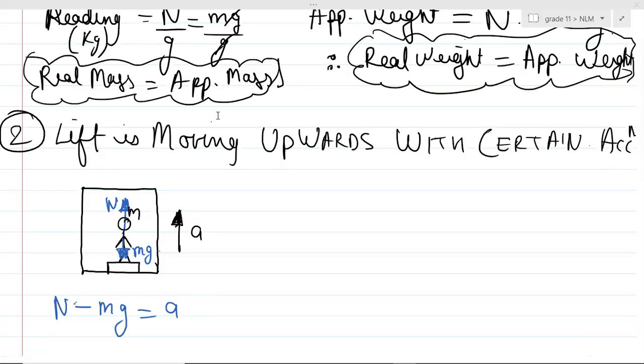So N minus mg is basically equal to m into a. Yes or no? Yes, Tanish, you were asking some doubt.